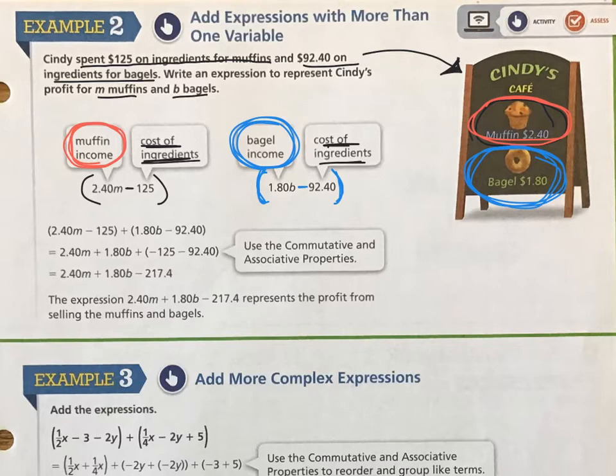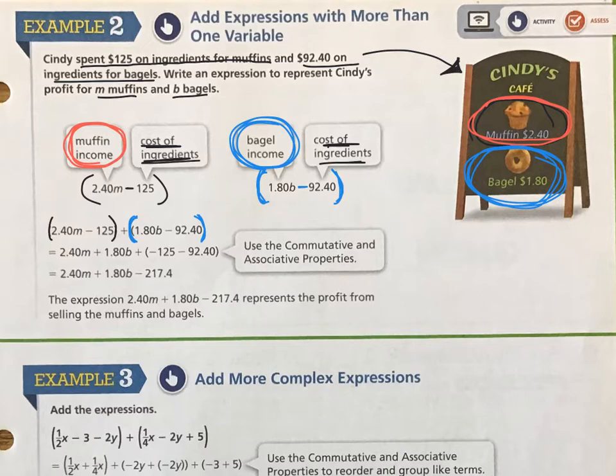Now what we're going to do is put these two expressions together and look for where we can combine like terms. In these two expressions, we are still going to add them together by adding each expression. So I've got parentheses around them, and you see that we have $2.40 times M minus 125, that represents the amount that she makes on muffins. And then we have $1.80 times B minus $92.40, which is the amount of money she spent on the bagel ingredients. And we're going to add these two expressions together.